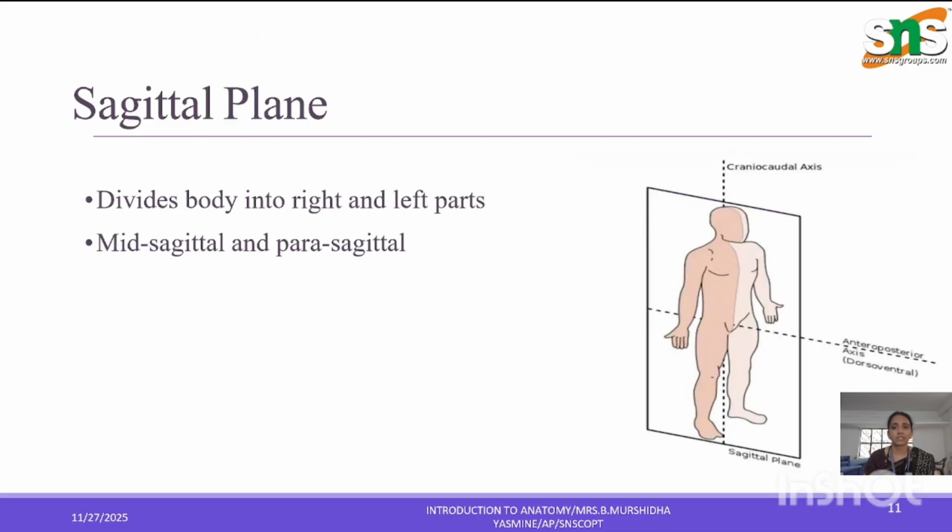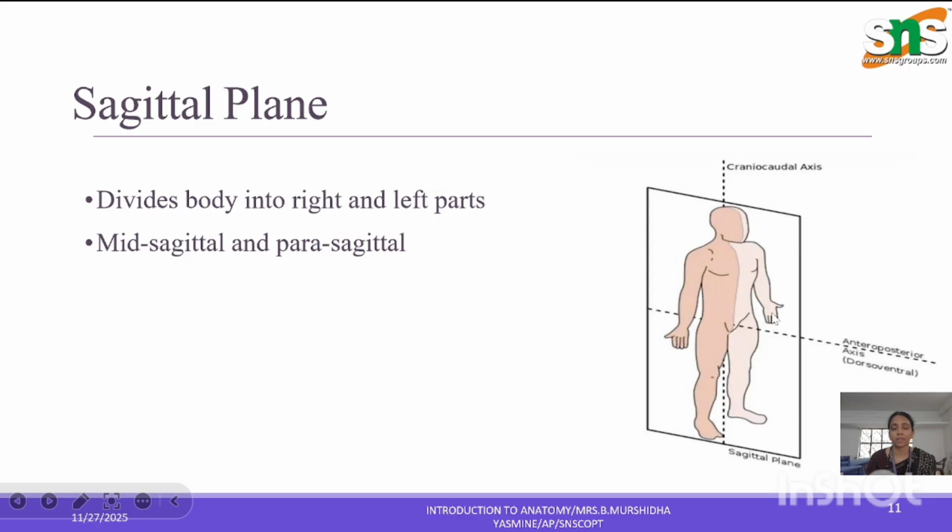Sagittal plane. The sagittal plane divides the body into right and left parts. That is, we intersect the body in the middle so that the body is divided into a left part and a right part, two equal parts. That is the sagittal plane, which is otherwise called the mid-sagittal plane. That is intersecting the body in the center. Mid represents the center of the body.